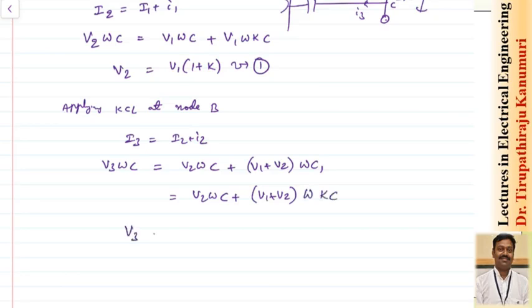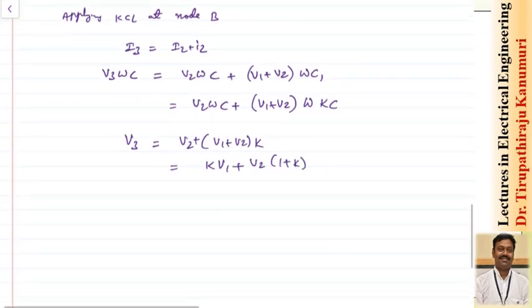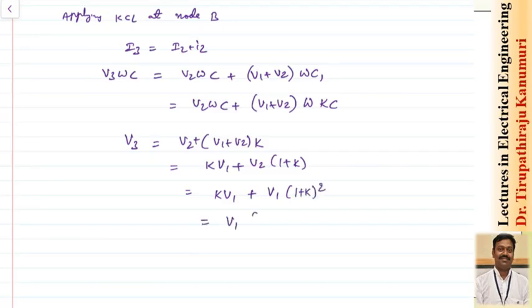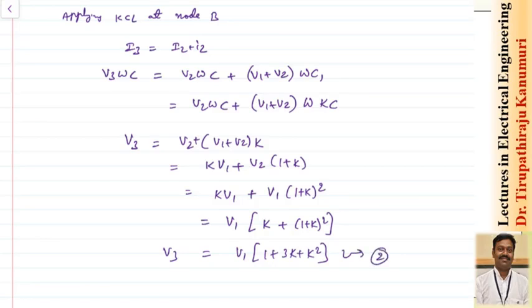So from this I can write V3 is equal to V2 plus V1 plus V2 times K, or otherwise this I can write as K times V1 plus V2 into 1 plus K. So this I can write as K times V1. Now V2 I can represent in terms of V1. If you represent in terms of V1, this will be V1 into 1 plus K whole square, or this I can write as V1 into K plus 1 plus K whole square. So this will be equal to V1 into 1 plus 3K plus K square. So this is the value of V3 we got. Let us take it as equation number 2.